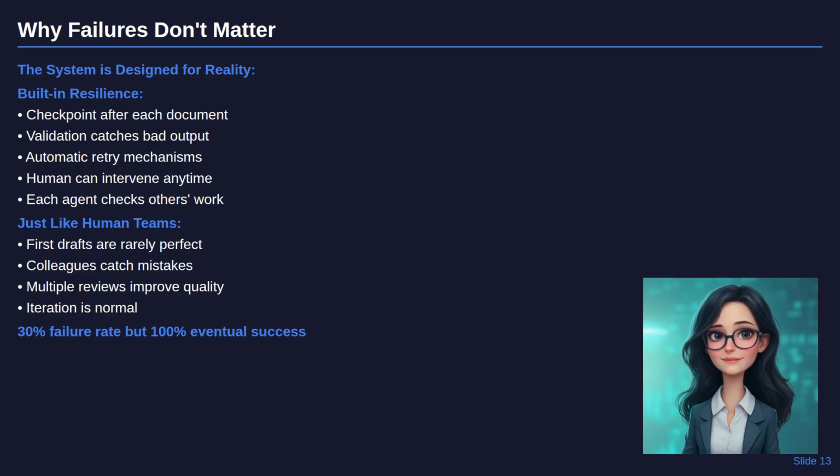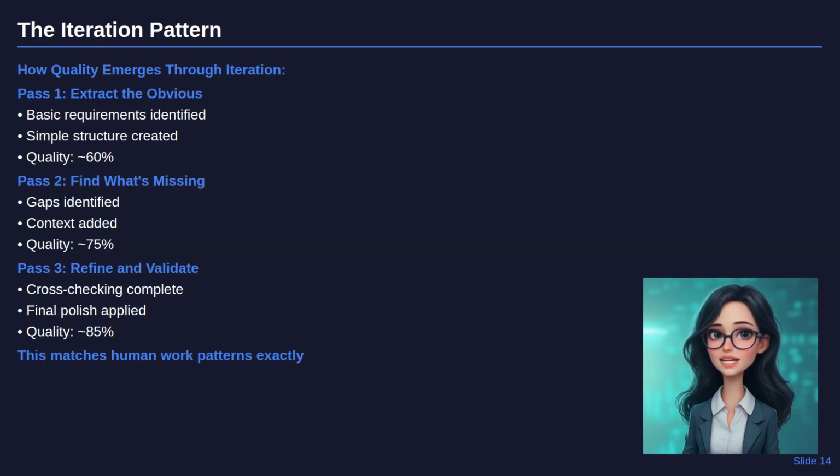First drafts are rarely perfect. We expect revision. Colleagues catch mistakes we miss. That's why we have peer review. Multiple reviews improve quality. That's why we have approval chains. Iteration is normal, not a sign of failure. With this design, we have a 30% failure rate at the task level, but 100% eventual success at the project level. That's sustainable and realistic. Quality emerges through iteration, and our digital twin replicates this pattern.